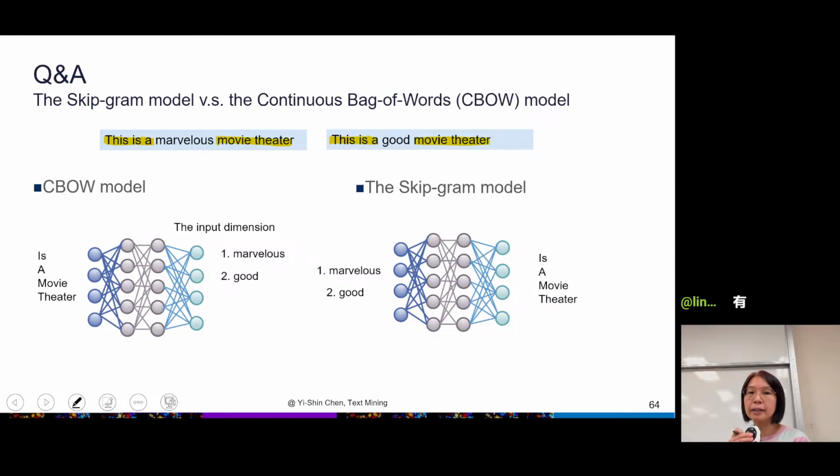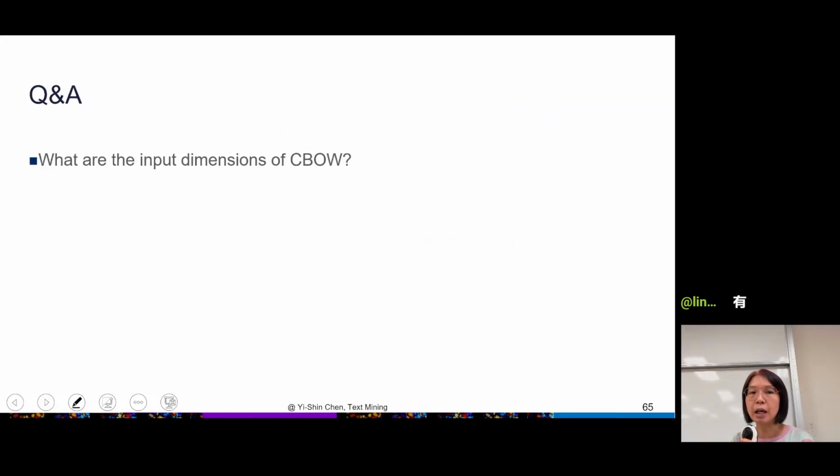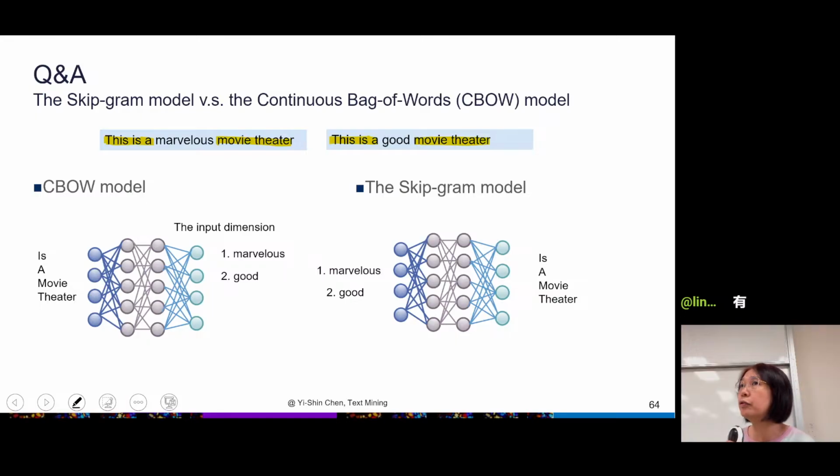Okay. I also find that quite many people think the continuous bag-of-words model is not good, because marvelous might appear in different places. But you can also understand that Word2Vec has some issues, or some limitations. Because you can imagine this is a movie theater, and this good part I can actually change to any adjective that you can.